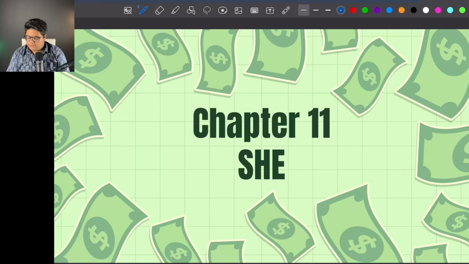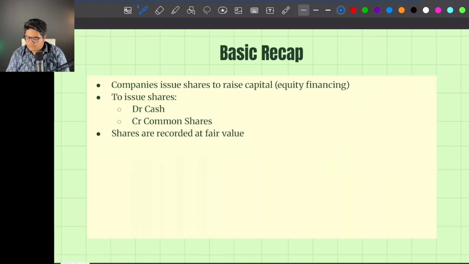We're going to move on to chapter 11, shareholders' equity. So a quick recap. Companies issue shares to raise capital. This is called equity financing. They can also issue bonds. That's called debt financing. But in this case, we're only going to focus on equity financing.